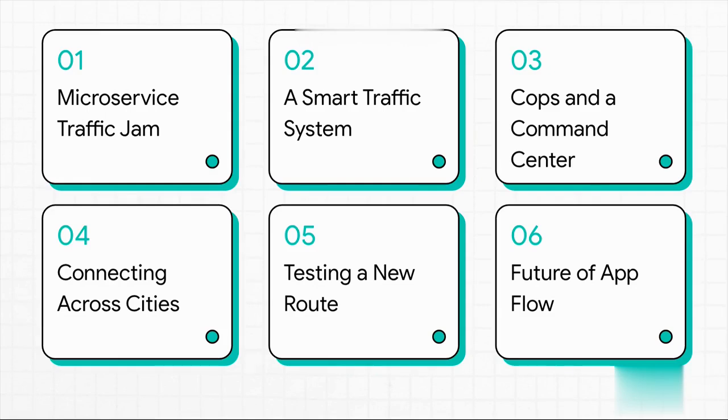So here's how we're going to break it all down. We'll kick things off with the problem itself, what I call the microservice traffic jam. Then we'll get into the really cool solution, a smart system with its very own cops and a command center. We'll even see how it can connect different cities and let us test out new routes super safely. It's going to be a fun one, so let's get started.